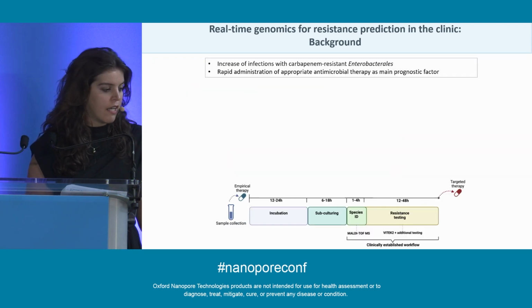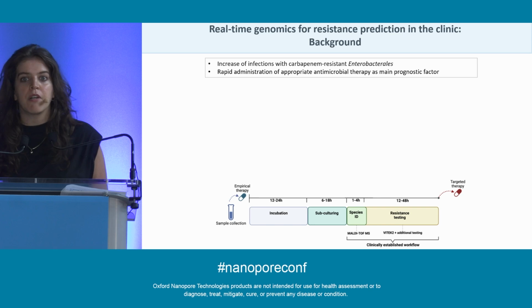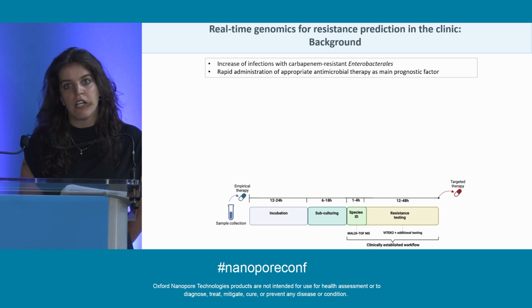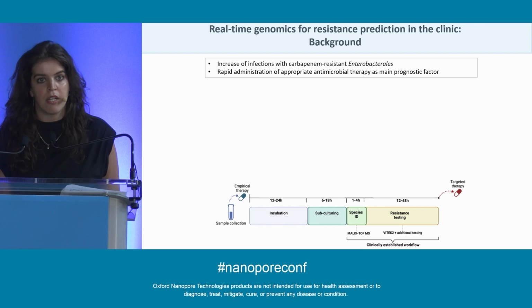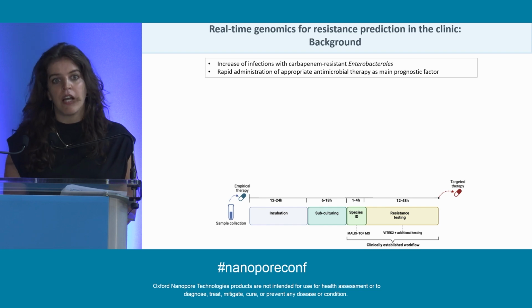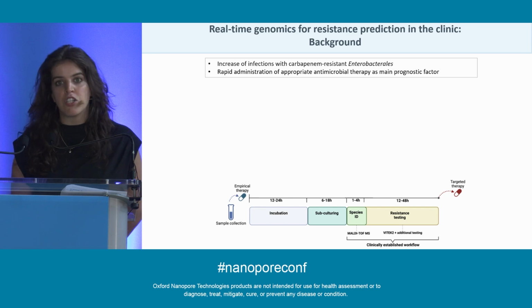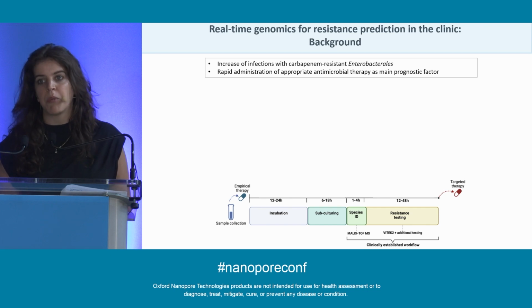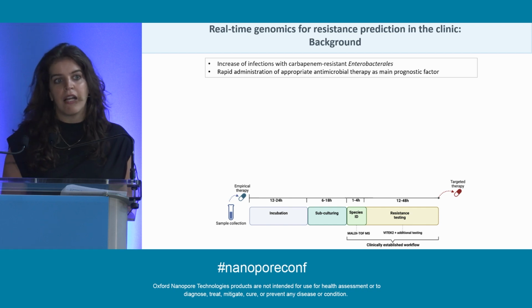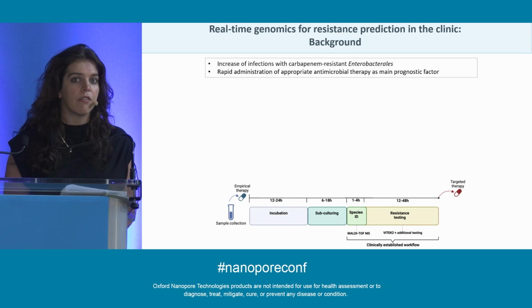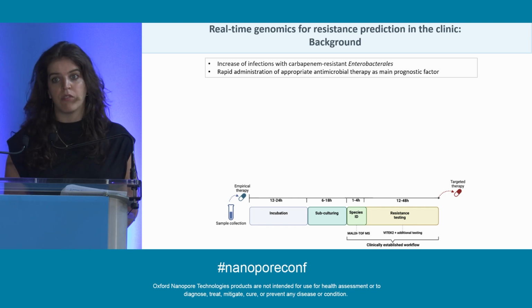And this is especially relevant given the increase of infections with carbapenem-resistant Enterobacterales. Carbapenem is one of the last resort antibiotics, and the rise in carbapenem-resistant Enterobacterales infections presents a significant challenge in the clinical setting, because resistance tends to prevent or delay the administration of appropriate antimicrobial therapy, and the rapid administration of appropriate antimicrobial therapy is the main prognostic factor of clinical outcome.